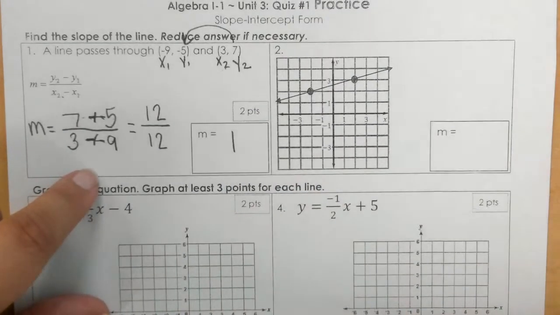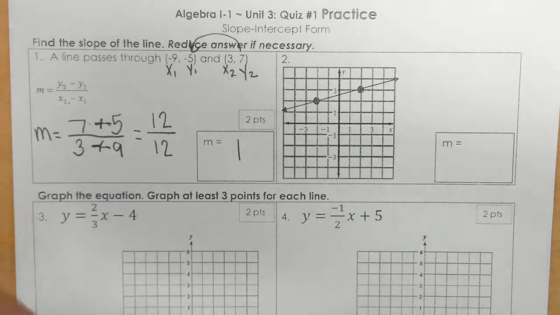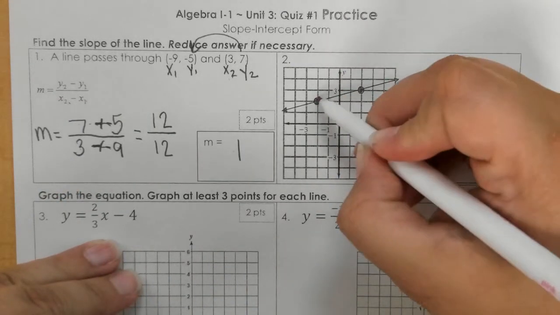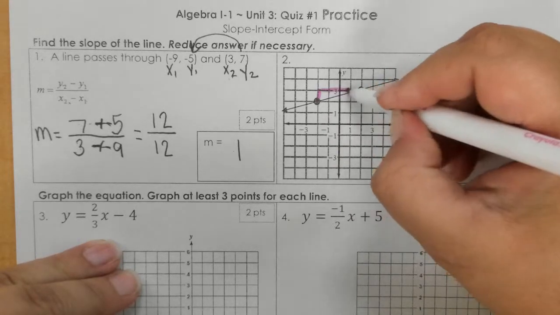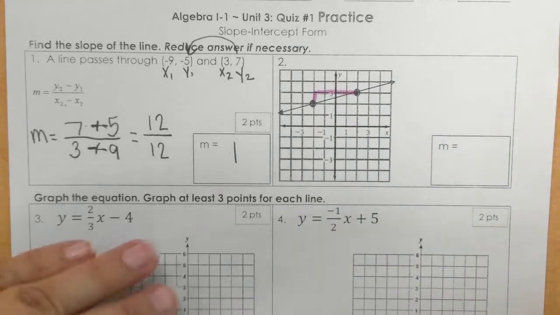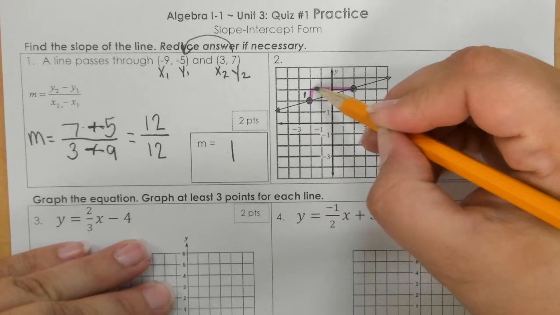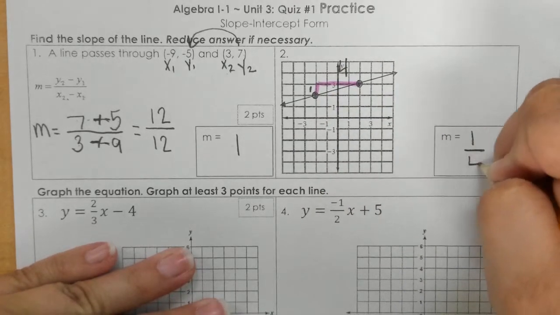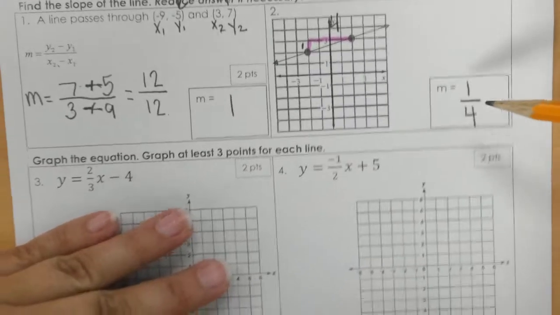In number 2, if I look at the 2 points, I start here with the most left point. How much do I rise and how much do I run? So I go up 1 and I run 1, 2, 3, 4. So my slope is 1/4. And I'm going to leave it as 1/4.